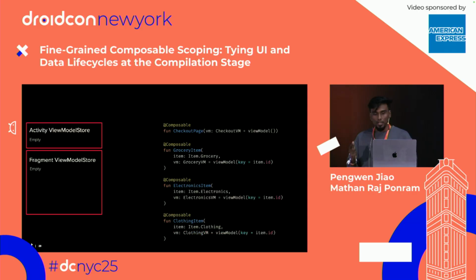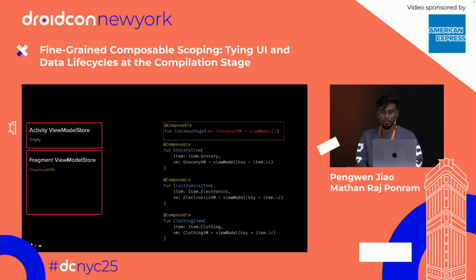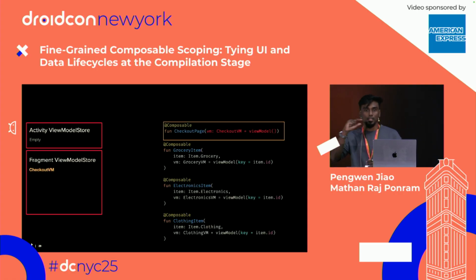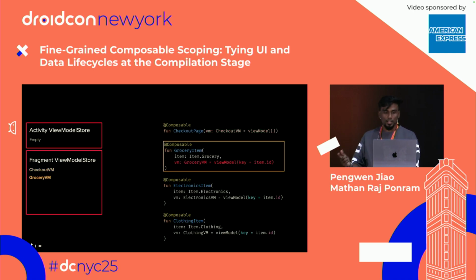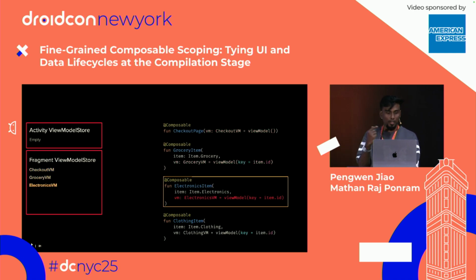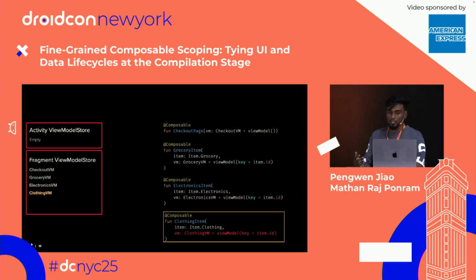Now, whenever these composables get executed, in Android they will find the nearest view tree, and the view tree will be able to find the nearest view model store. With the view model store, whenever these top level view model functions get executed, the view models get stored in the nearest view model store. In our case, it is the fragment view model store. So all of the view models get stored here.